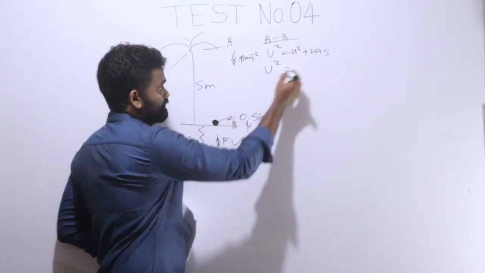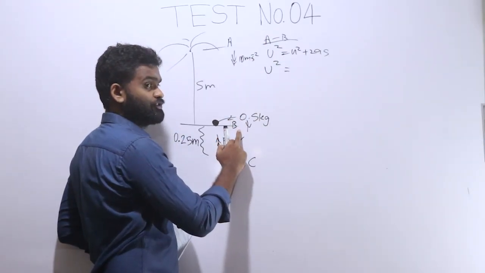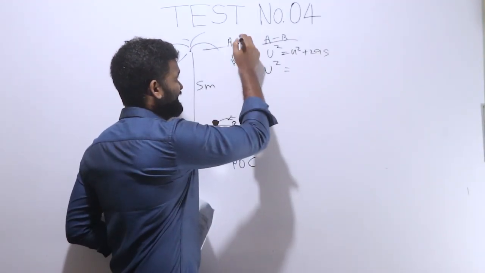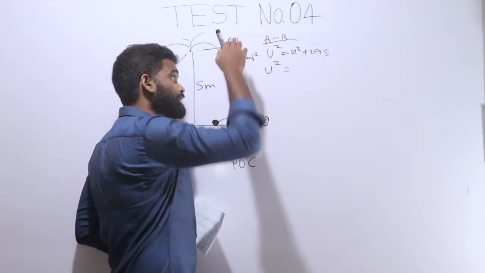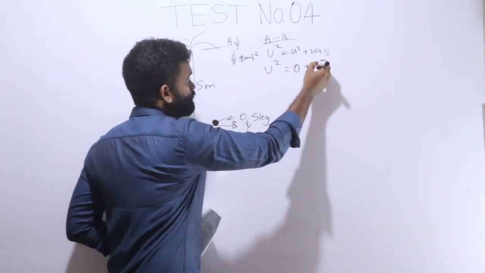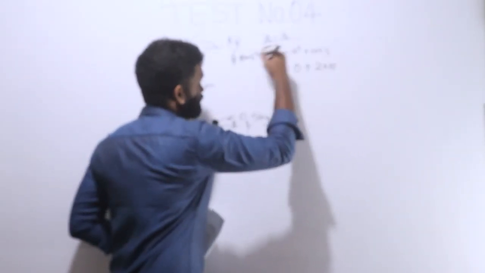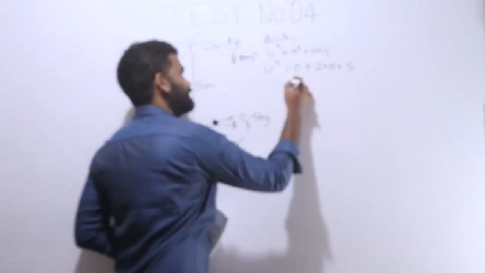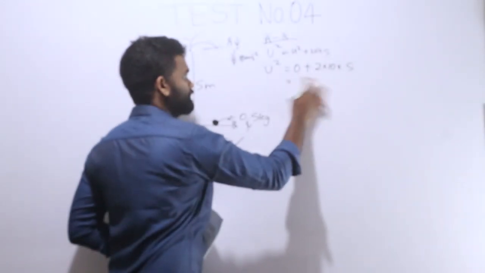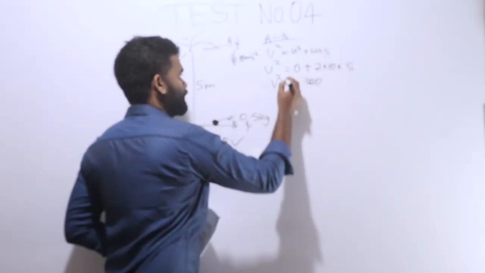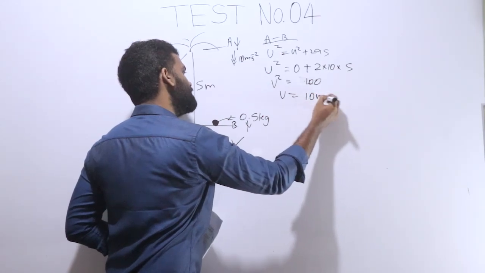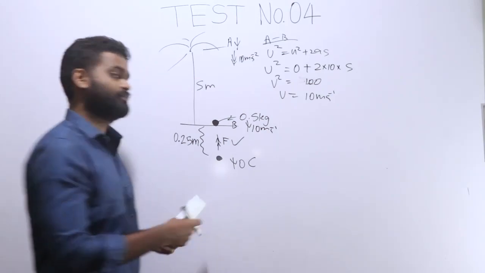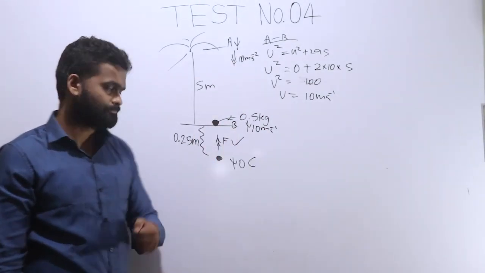So v squared, that is the final velocity at B. u is 0, since it is released from the coconut tree. Acceleration is 10. The distance it falls is 5 meters. So this is 100. v squared is 100, so v is 10 meters per second. It is the velocity here. 10 meters per second. We found that first.